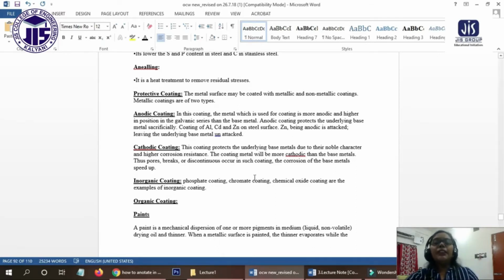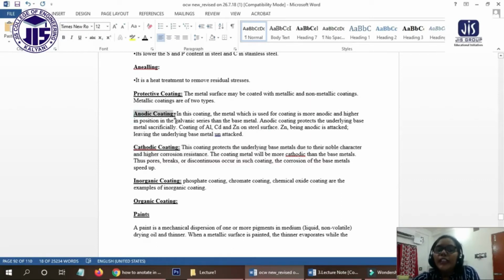Inorganic coating, some examples are phosphate coating, chromate coating, okay, chemical oxide coating. So these are some of the coatings also. If we coat our base metal with this coating, that base metal can be protected from corrosion. And the second thing is metallic coating. Generally metallic coatings are of two types. One is anodic coating and one is cathodic coating. Okay, you can see anodic coating and cathodic coating, two types.